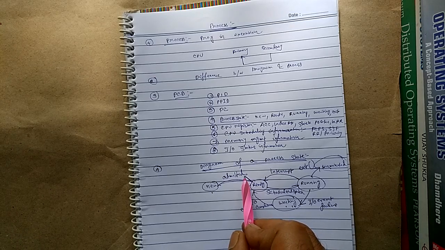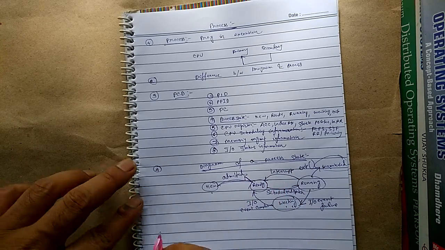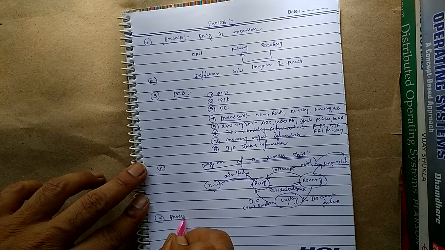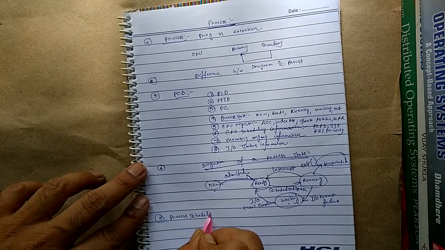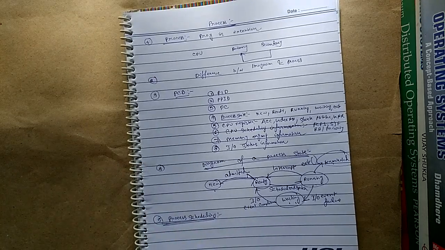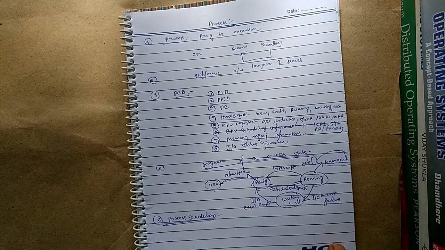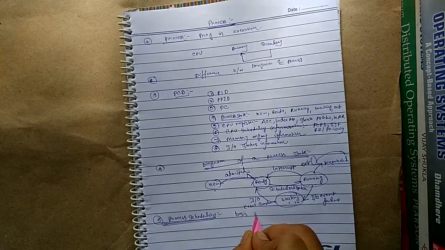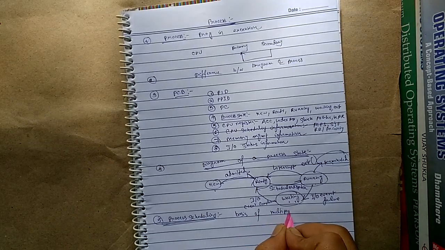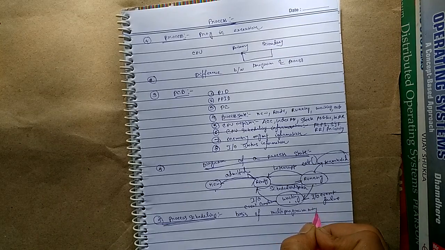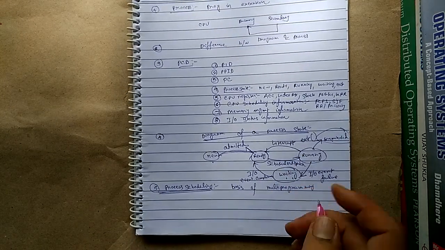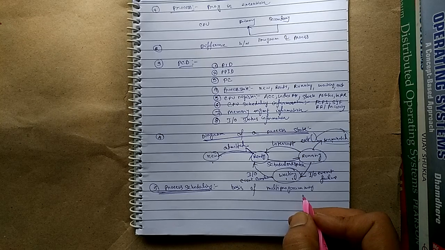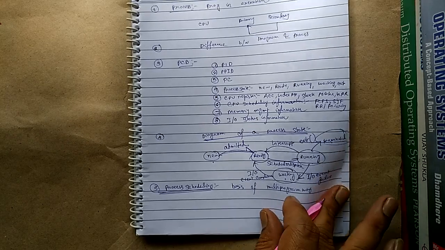Next, we will learn about process scheduling. Why is process scheduling required? Because it is the basis of multi-programming. That's why process scheduling is required. Here, CPU scheduling algorithm decides how the CPU will be allocated to the process.